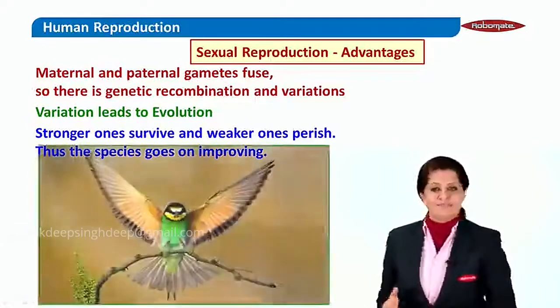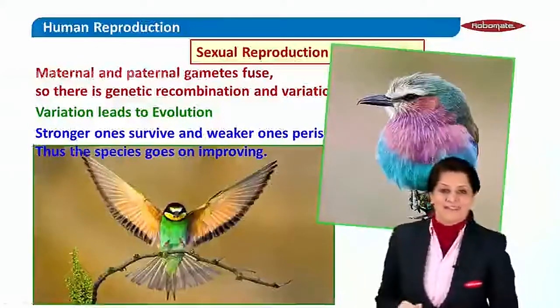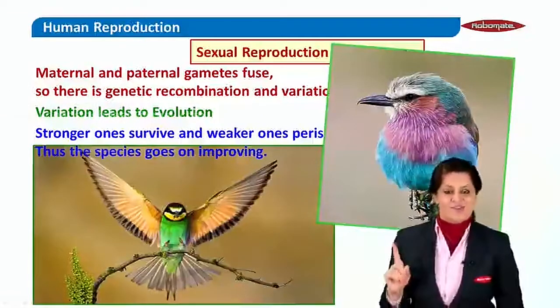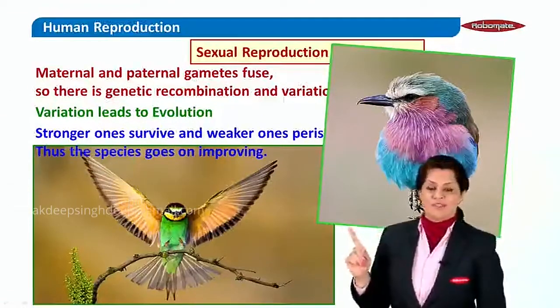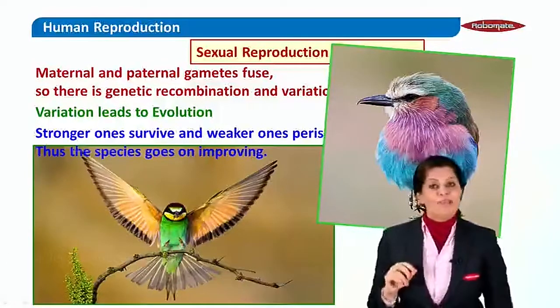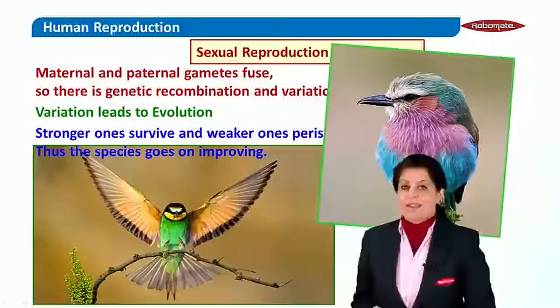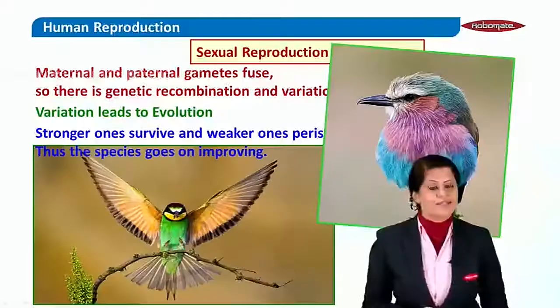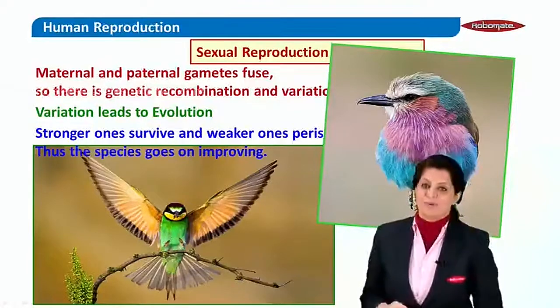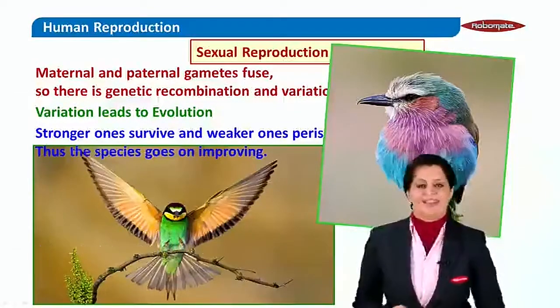For example, some beautiful species of birds here you see. In this picture, both the birds you're seeing are male birds. Normally in animals, the male of the species is better looking than the females because it is supposed to attract the female or opposite gender.